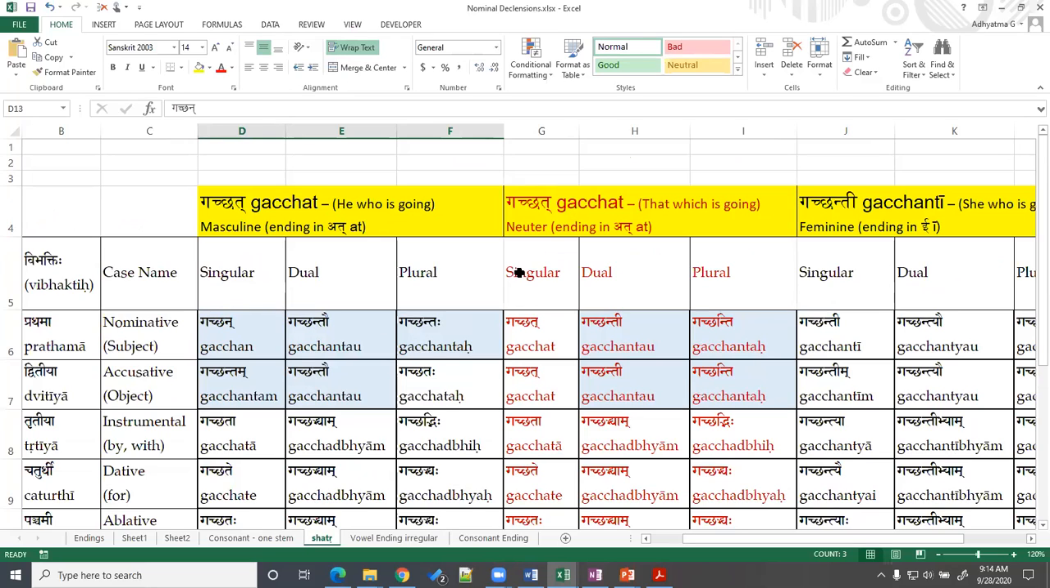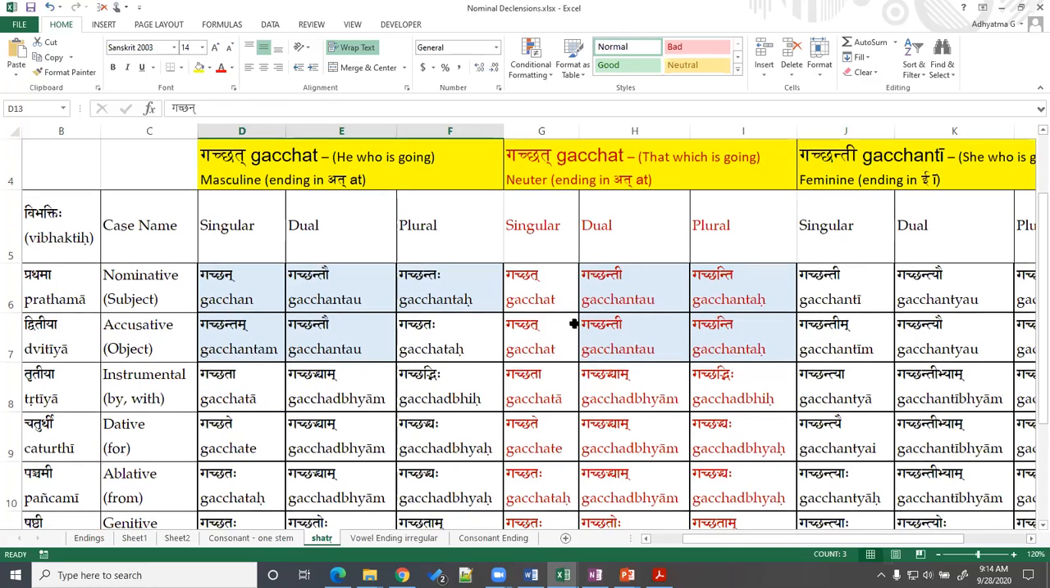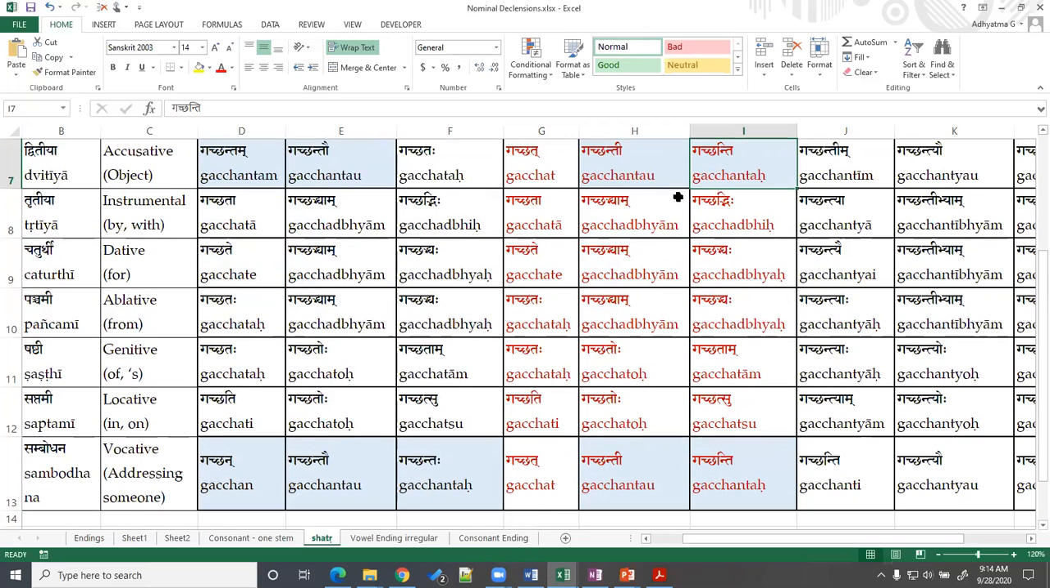Gachat, if you take the same thing in neuter, so that which is going, that means a neuter thing which is going. Then the only difference is in these 4 forms. Gachanti, gachat, gachanti, gachanti, gachat, gachanti, gachanti. And all other forms are exactly the same as masculine forms.